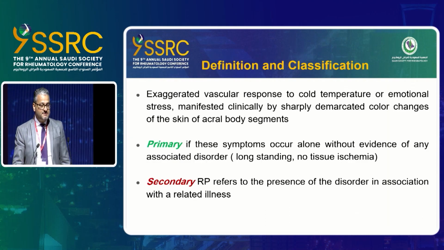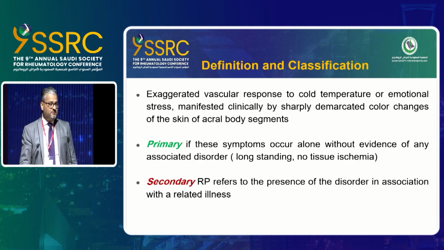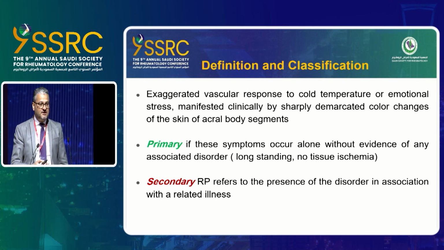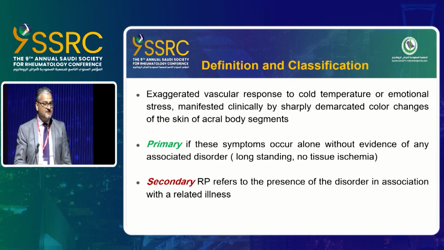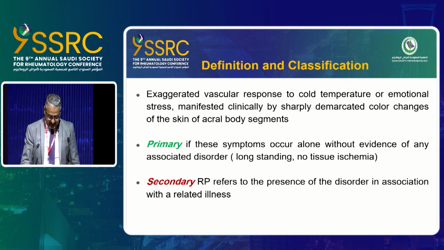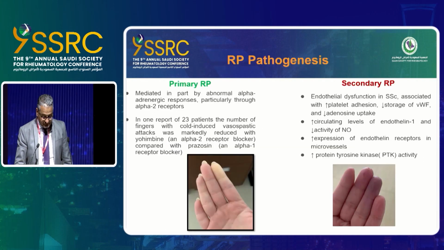So let's briefly talk about the difference between primary and secondary. There's a lot of nomenclature of primary and secondary, and this is one of the most simplified: symptoms occur alone without evidence of any associated disorder, or secondary refers to an underlying related illness. If you look at the pathophysiology, I think there are major differences, where primary is just mediated by alpha-adrenergic responses, whereas in secondary there's a lot of underlying pathophysiology, as you can see.